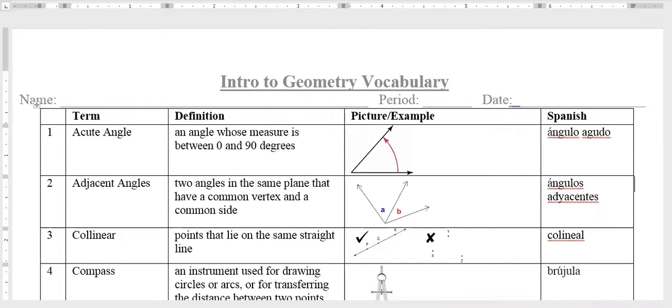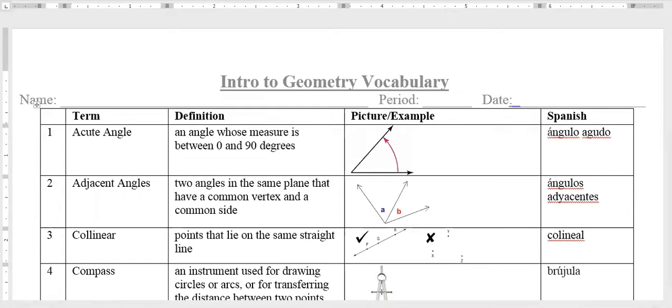All right, so we are doing Intro to Geometry vocabulary. Now, this is going to help you understand the language of geometry. We have about 30 terms. I'm just going to read them out to you, and you guys can look at the pictures.